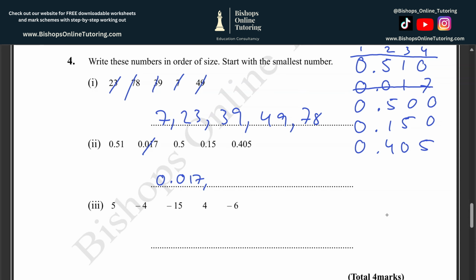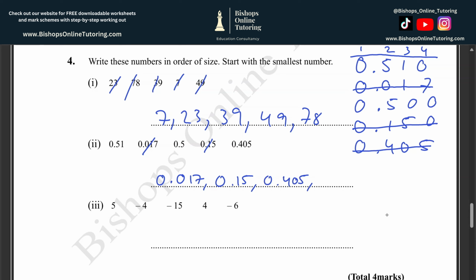The next smallest number, if we carry on looking from column number 2, we've got a 5, a 1, and a 4, so the next smallest has to be 0.15. The next smallest, if we carry on looking from column number 2, we've got a 5 and a 4. So the 4 is the smaller number, so 0.405 is our next smallest number.